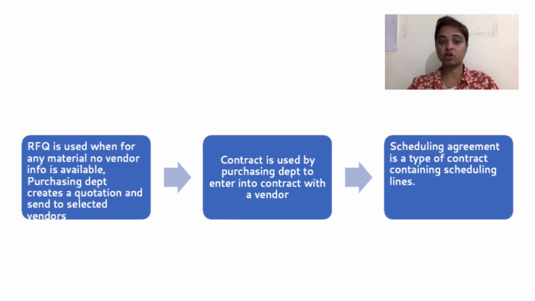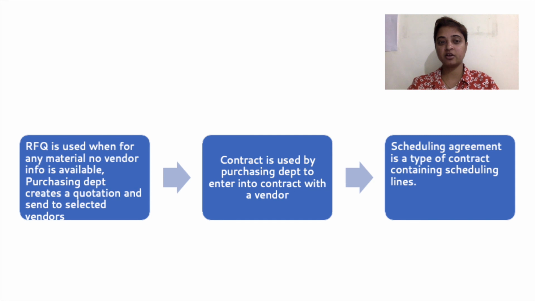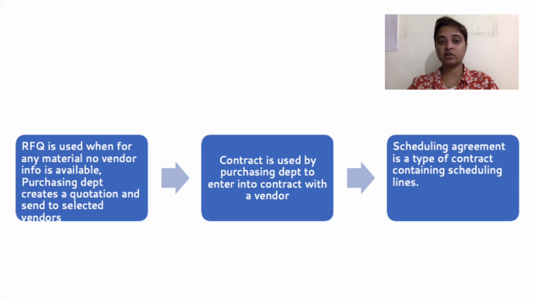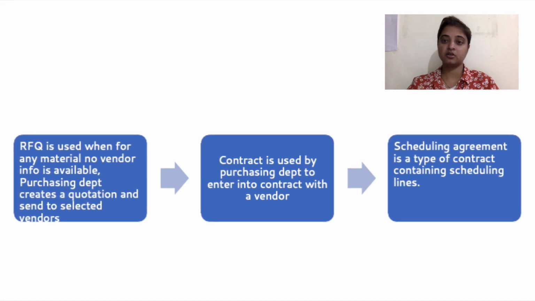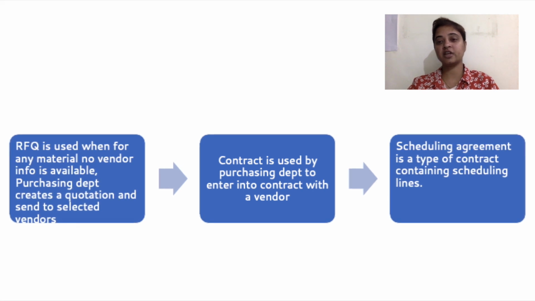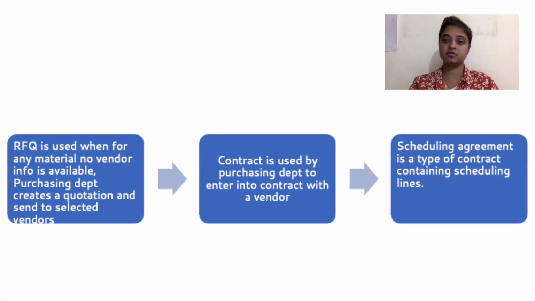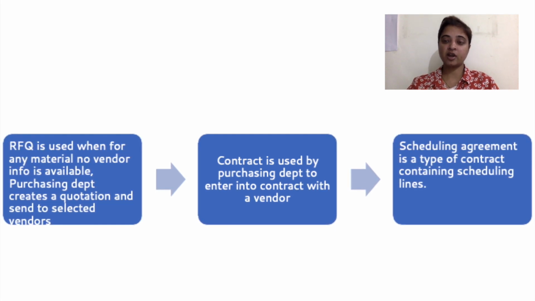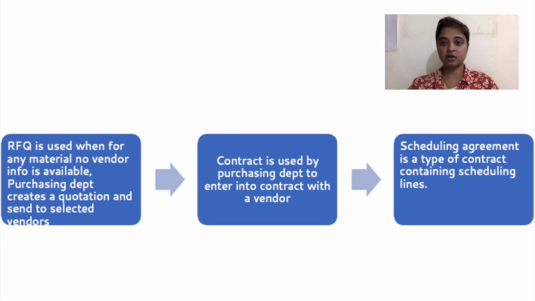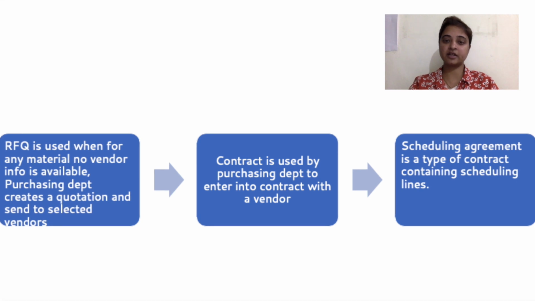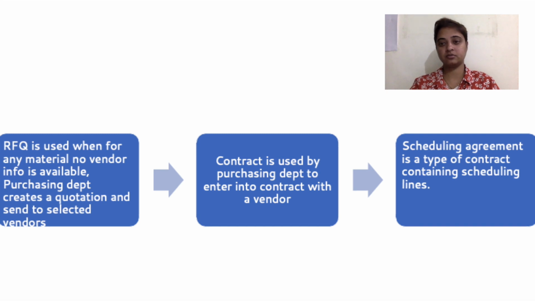And another is a contract, which is used by the purchasing department to enter into a contract with a vendor. Either it can be long term, or it can be like a scheduling agreement. Scheduling agreement is another type of contract which contains scheduling lines. That is, the material is required by the company at specific intervals continuously for a long time, and it is provided in the form of scheduling lines.